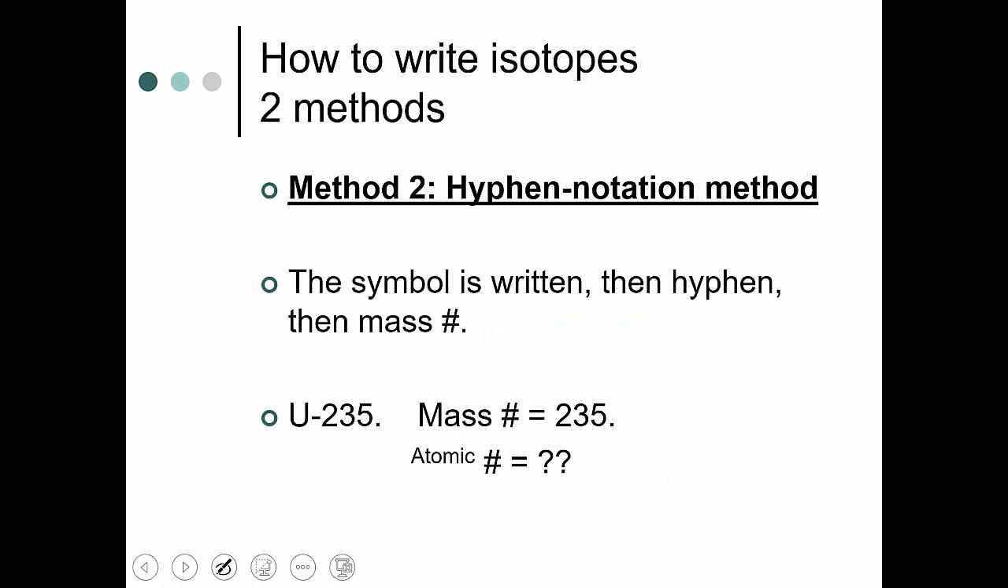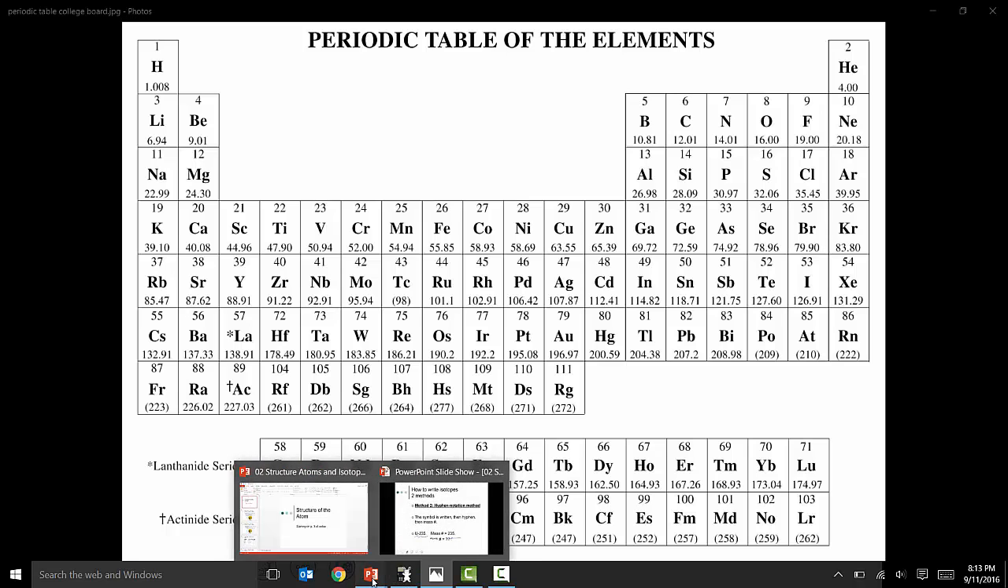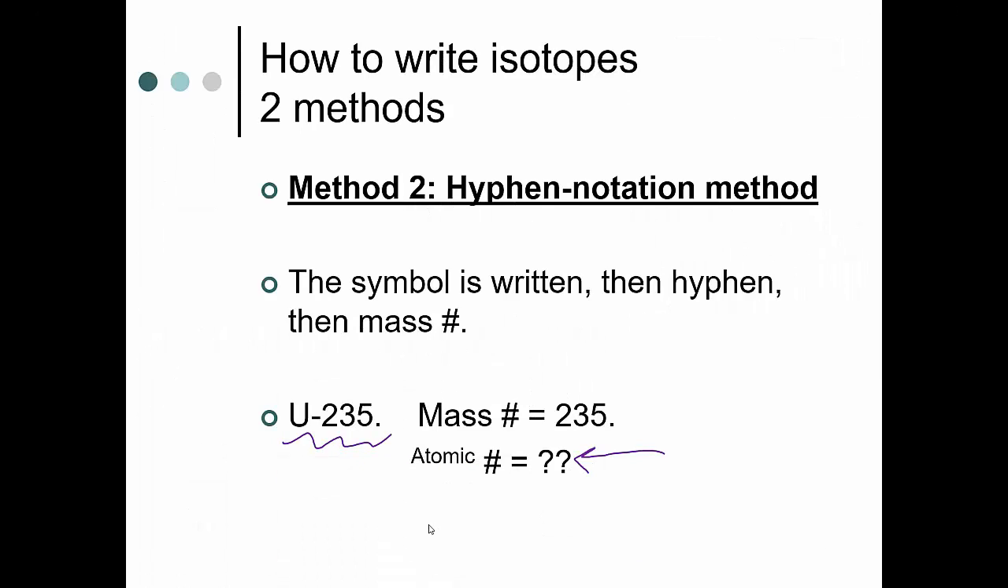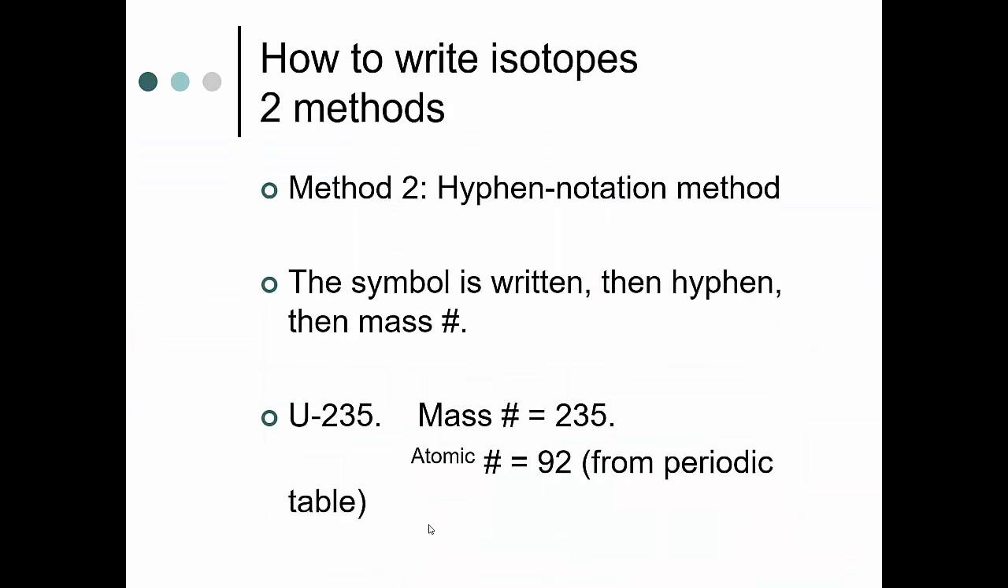So again, this is the hyphen method. You do the symbol, then a hyphen, then the mass number. So the example of uranium that we looked at earlier becomes just U-235. Again, the atomic number we don't really need to write because if we wanted to know it, we could easily look it up. For uranium, down here, the atomic number is right there. It's number 92. So going back, all right, so that's pretty much it.